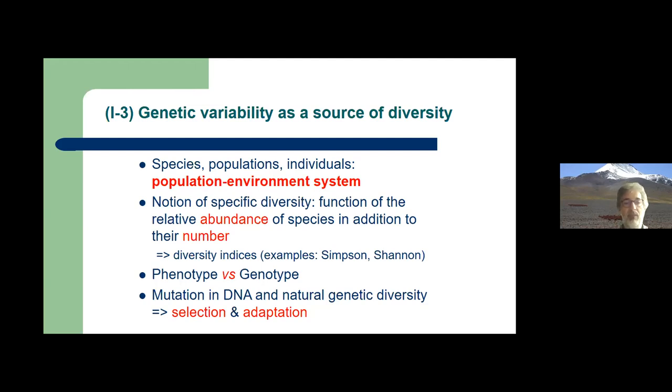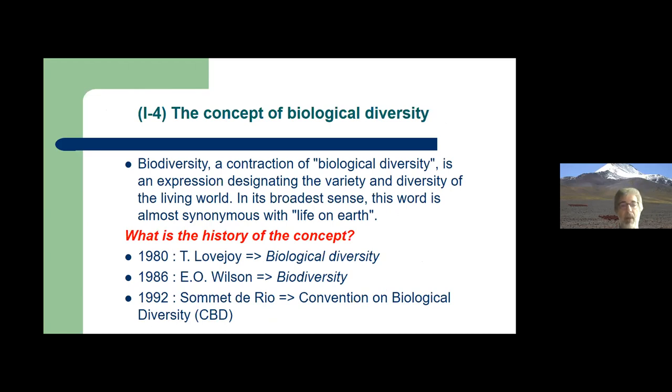And we can describe this genetic variability by the difference between phenotype, that is the expression of the genes, versus the genotype, that is DNA. And the mutation in DNA and the natural genetic diversity could explain the difference for selection and adaptation. And we need to understand these two differences for adapting new varieties to new environmental conditions. So the concept of biological diversity is very recent, and biodiversity is a contraction of biological diversity. It's an expression designating the variety and the diversity of the living world. And in a broader sense, this word is almost synonymous with life on Earth.